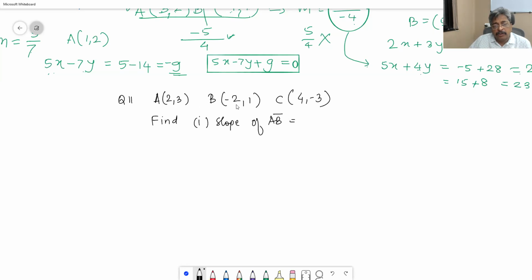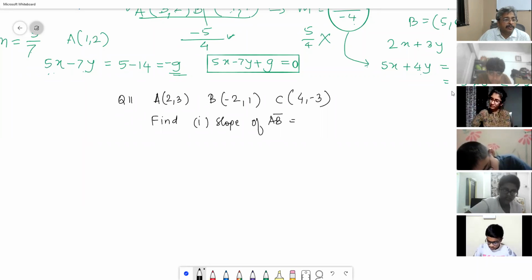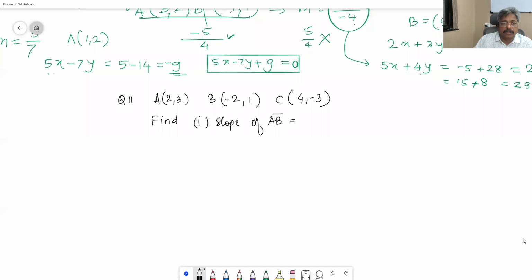Correct. A is 2 comma 3, B is minus 2 comma 1, C is 4 comma minus 3. I will ask you many questions on this. Find the slope of AB is the first question. Everybody should do it orally. So the slope is 1 minus minus 3, that is 4, divided by minus 2 minus 4 is minus 6, therefore it is minus 2 by 3.